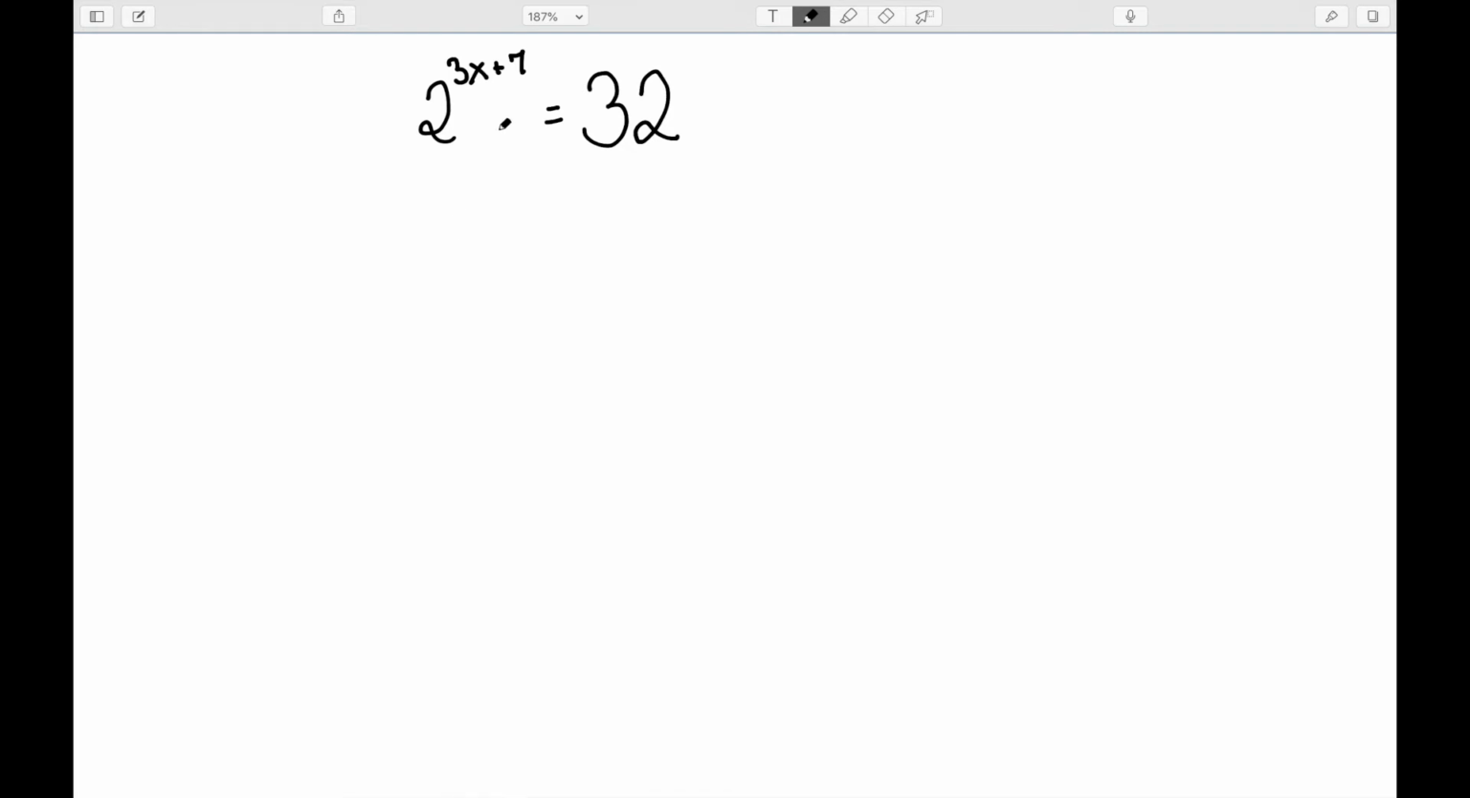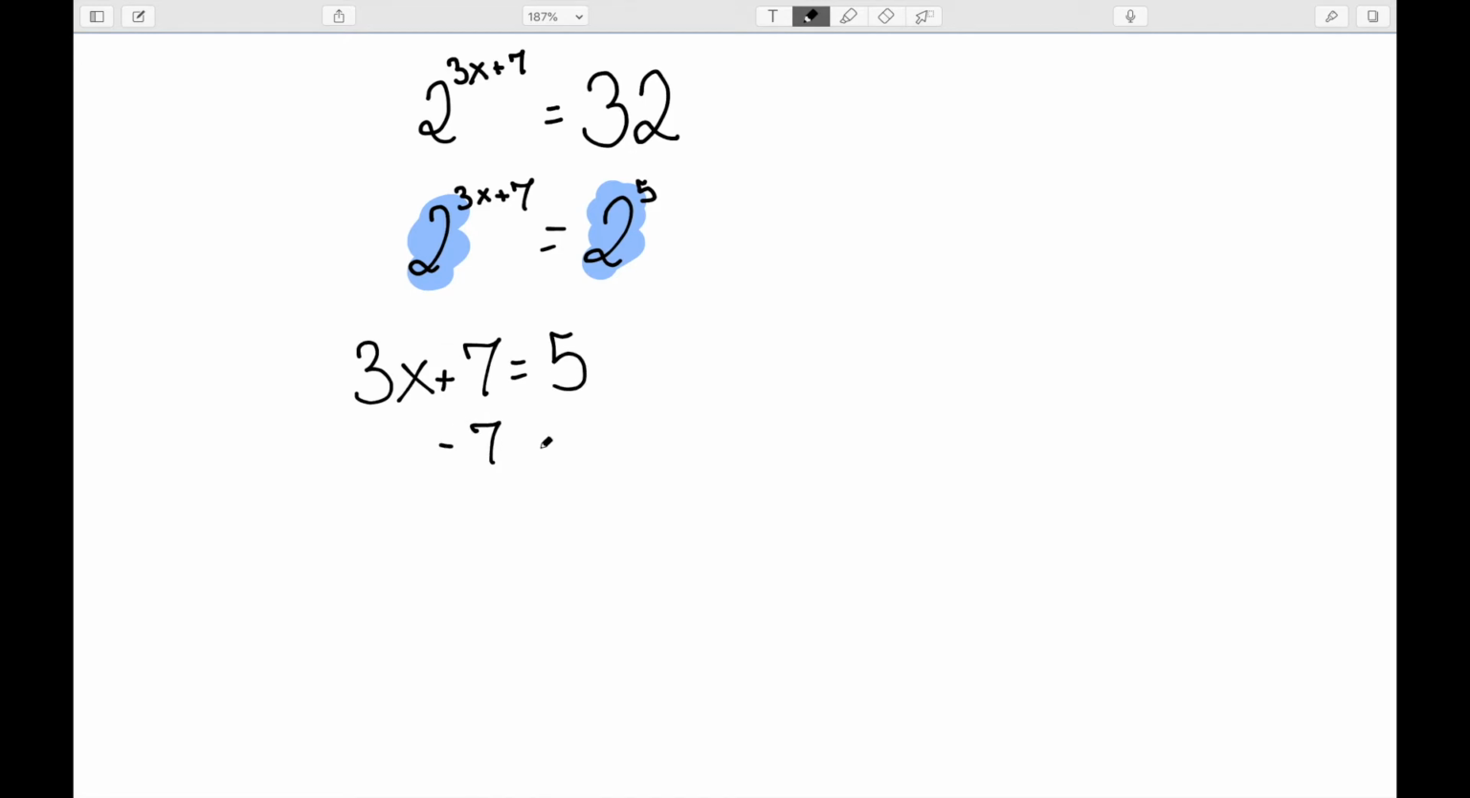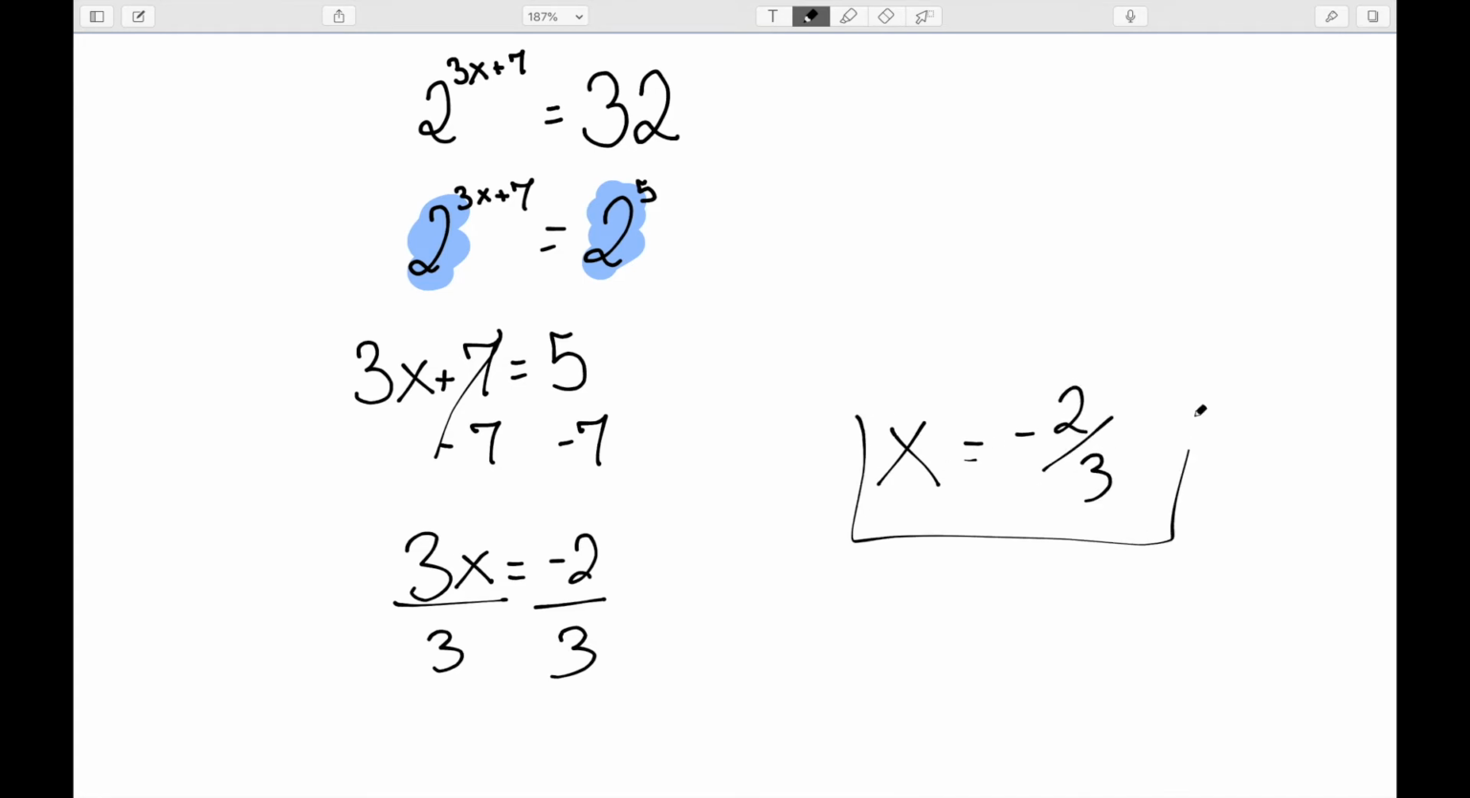My next example, 2 to the 3x plus 7 equal to 32. We can see that we don't have the same base, but we can rewrite these to be in the same base. 32 is 2 to the 5th. So now we do have a 2 as the base on both sides. So we can just say 3x plus 7 is equal to 5. Subtract 7 from both sides. That gives me 3x equal to negative 2. And then dividing by 3 gives me my solution, x equal to negative 2/3. So we may have to do a little bit of extra work by rewriting one of the sides so that they both have the same base.